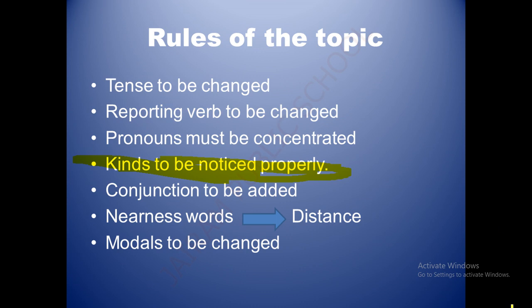And conjunction to be added. So we'll have three types of conjunctions. You know what conjunctions are? Connectors: and, but, though, although, even though, all those things. Nearness words will become distance words. For example, here is a nearness word. It will become there while you're transforming direct into indirect. Modals to be changed, it is easy. Can will be changed as could. Shall will become should. May will become might. These types of changes will take place, and it is very, very important. The above mentioned rules are very, very important for the transformation of direct into indirect.